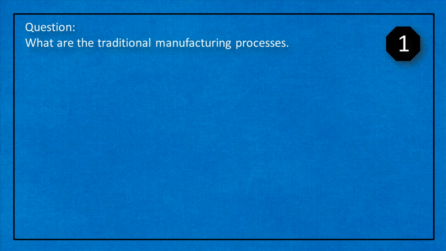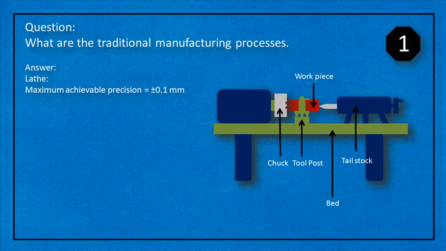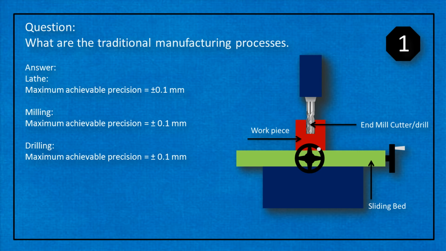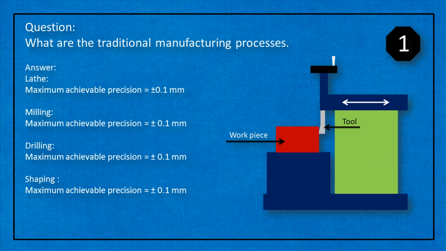Question: what are the traditional manufacturing processes? Answer: lathe. Maximum achievable precision equals plus or minus 0.1 millimeters. Milling. Maximum achievable precision equals plus or minus 0.1 millimeters. Drilling. Maximum achievable precision equals plus or minus 0.1 millimeters. Shaping. Maximum achievable precision equals plus or minus 0.1 millimeters.